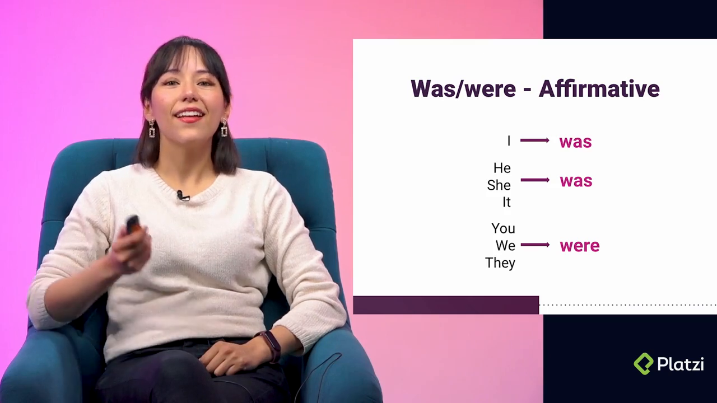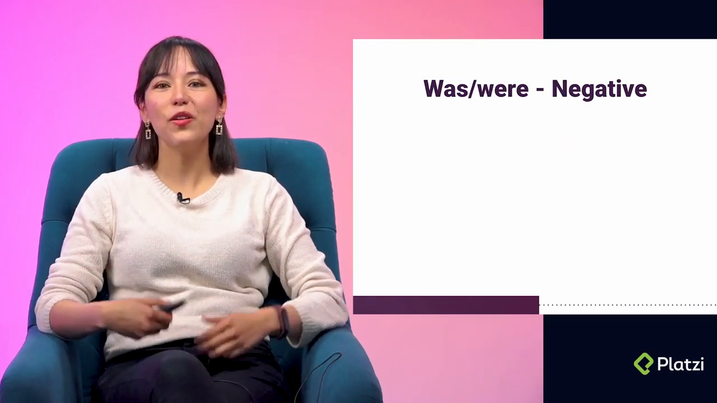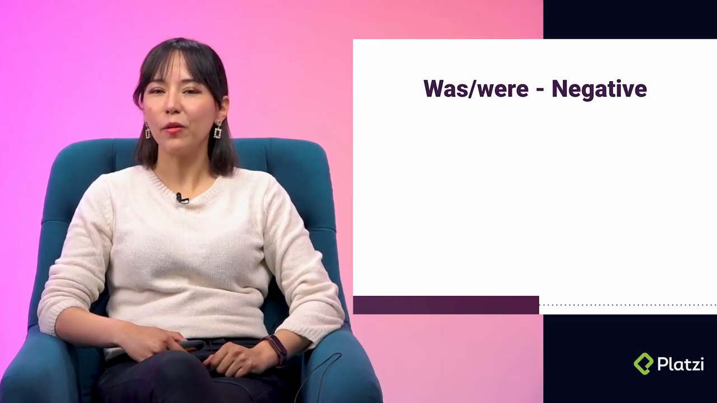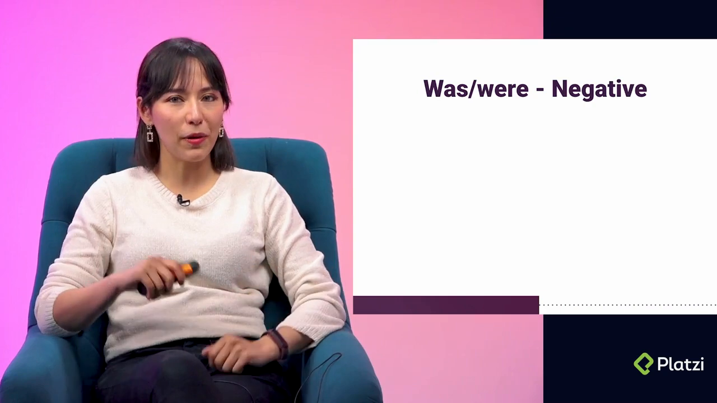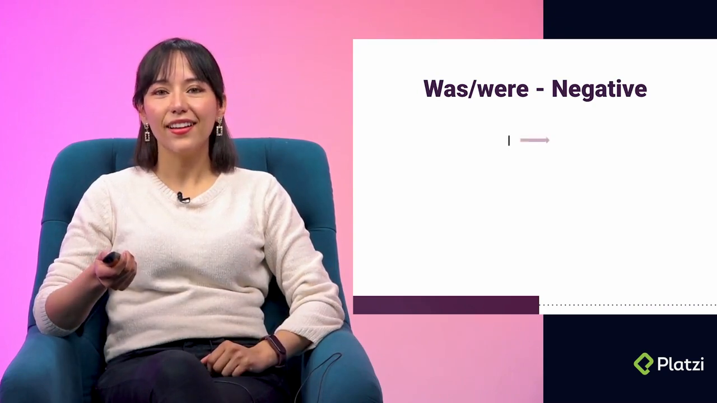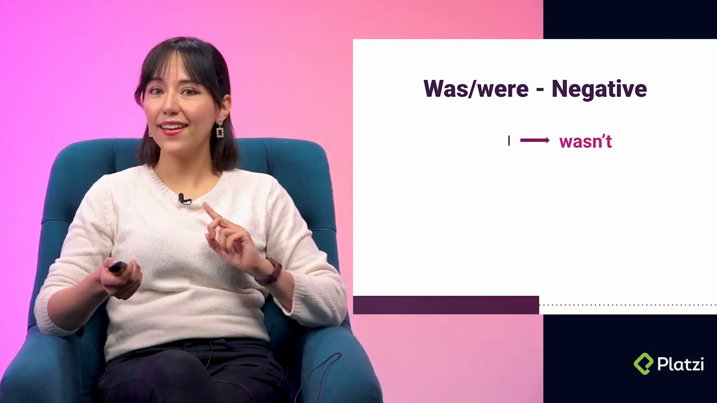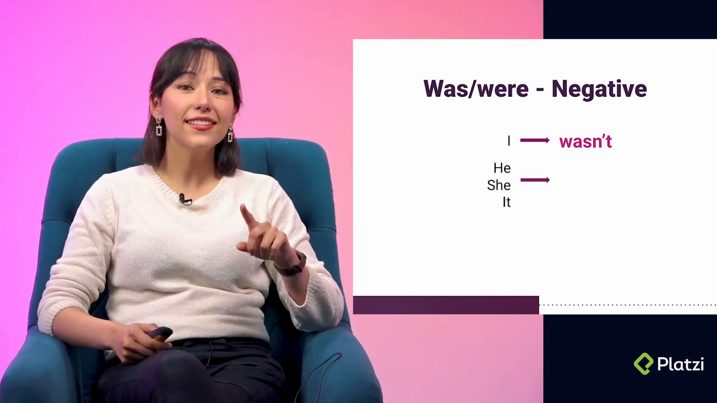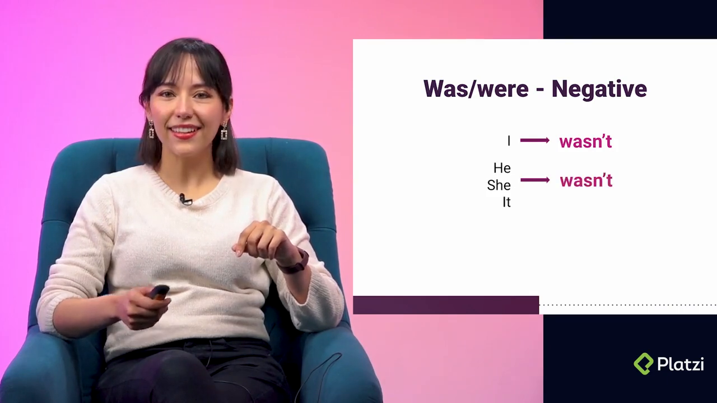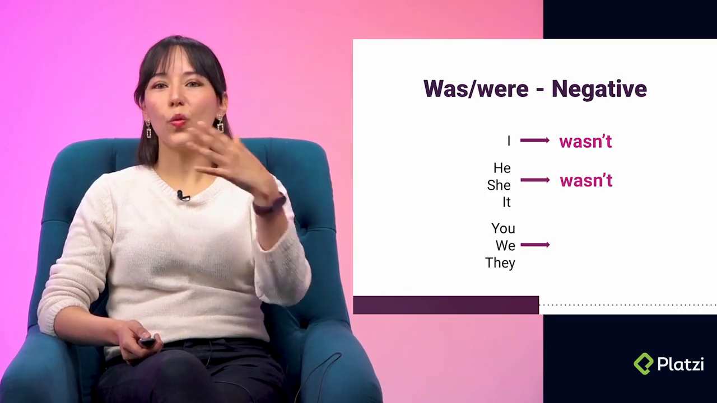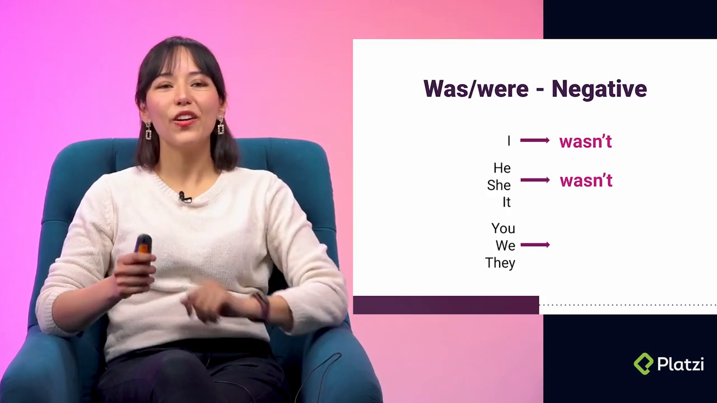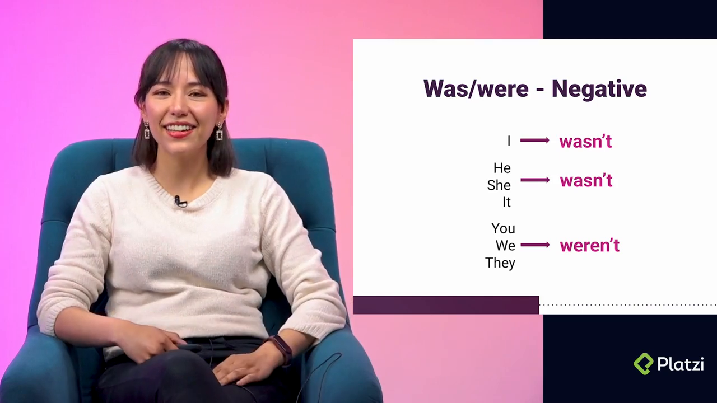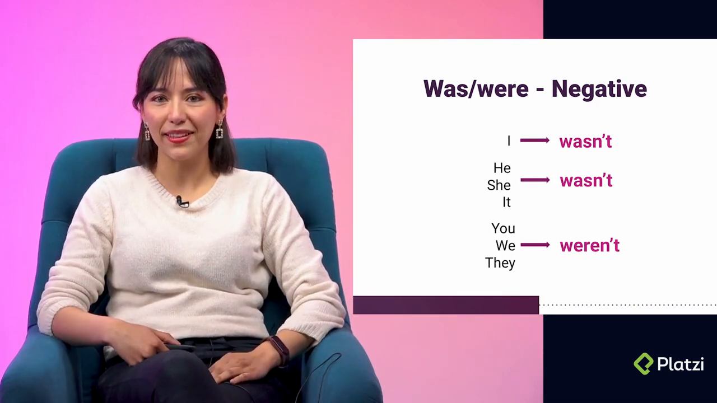Now let's check the negative use. How do we structure negative statements with the verb to be in past? Well, in a very similar way. I wasn't. He, she, it wasn't. You, we, they weren't. So far, very good with the use of the verb to be in past simple.